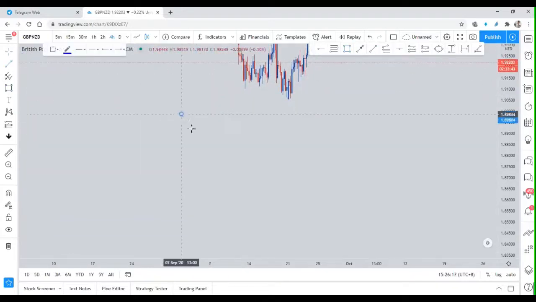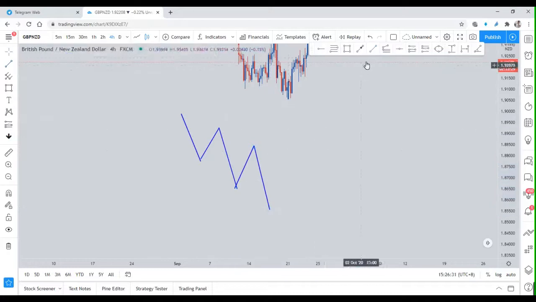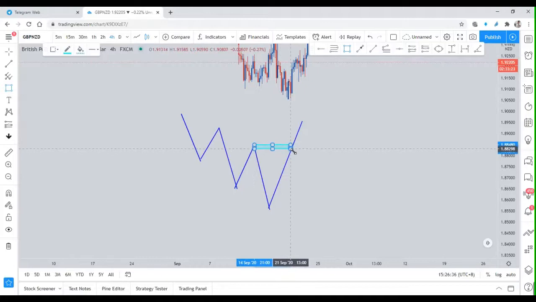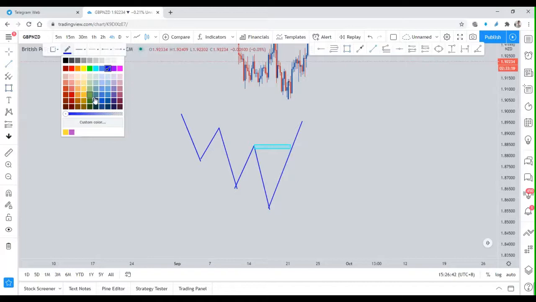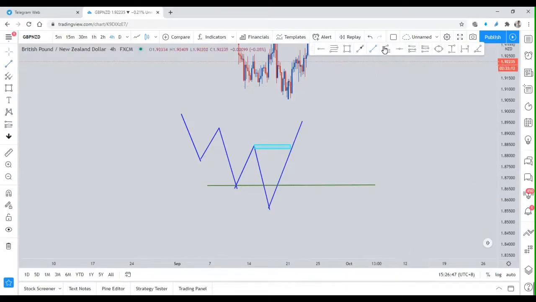So if you didn't know, let me draw it properly for you. When the price is moving this way, lower low, lower high, lower low, lower high, and then suddenly there is a movement that breaks the previous high over here. So this is a QML setup. So what we're going to do is look for a possible price return to this area for a buy setup. So this is a buy setup QML.